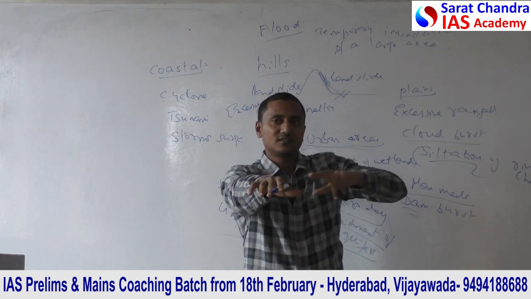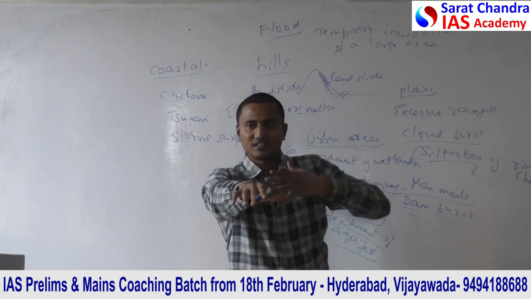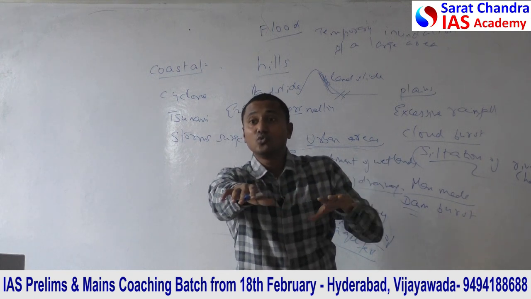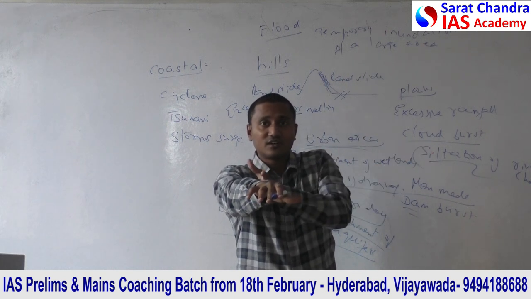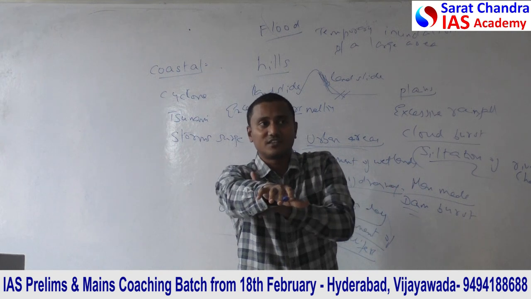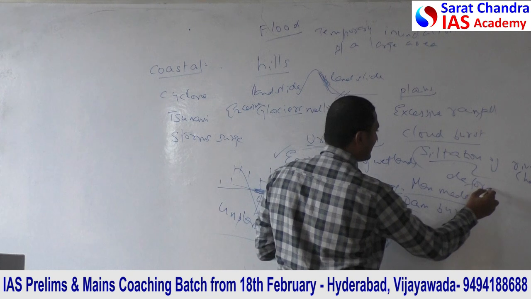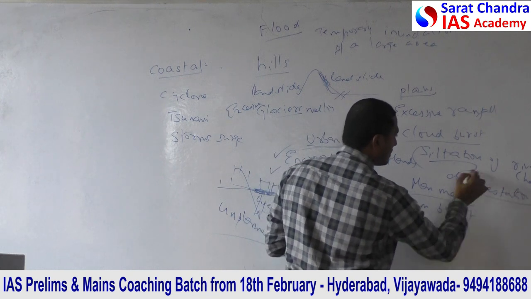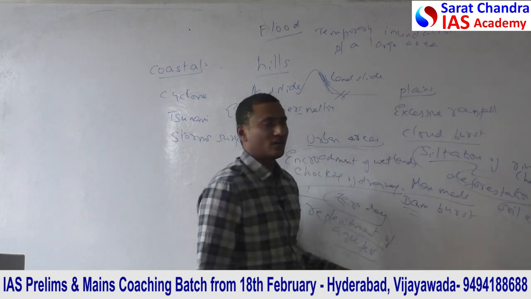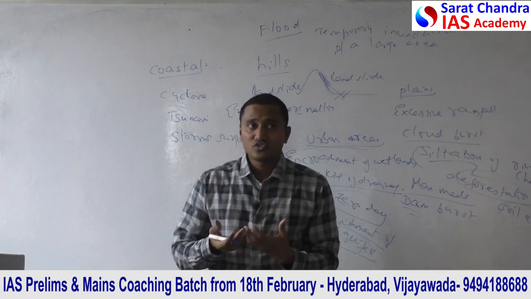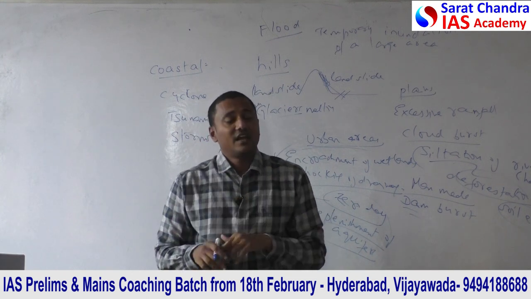But if you cut the trees, that means deforestation. If you do deforestation, no trees are there. Then soil will be loose. Then when there is rainfall, the soil will flow into the river. It's called soil erosion. Because of deforestation, soil erosion occurs. Because of the soil erosion, as soil is coming into the river, river level will rise and flooding occurs.